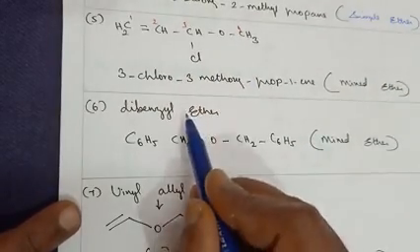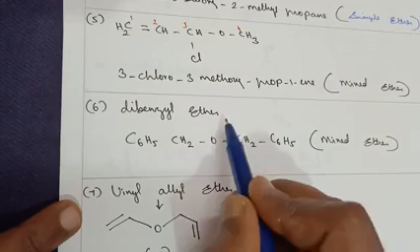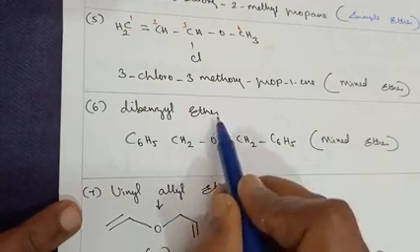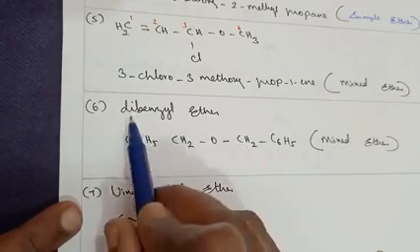The next one, the name is given and you will have to draw the structure, that is dibenzyl ether. The word ether stands for an ethyl group. So 2 carbon atoms you need to show here.